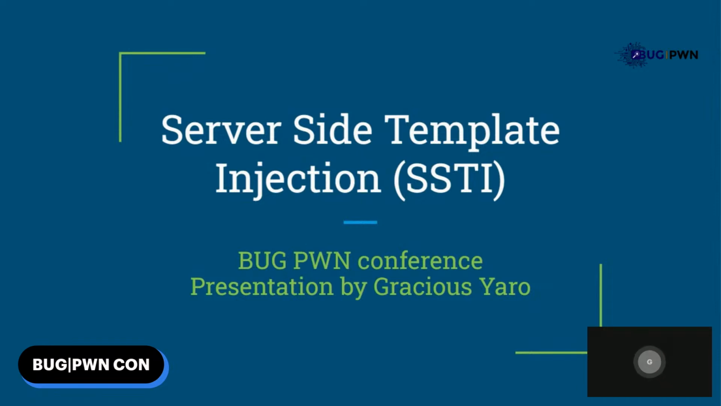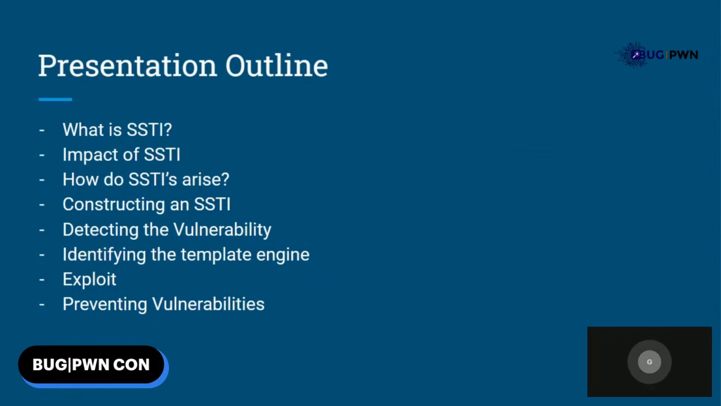Today we'll be talking about SSTIs. What are SSTIs? The impact of SSTIs. How do they arise? And constructing an SSTI attack. Under this, we're going to talk about detecting the vulnerability, identifying the template engine, and then finally exploiting the SSTI vulnerability. Then, lastly, we'll talk about how to prevent SSTI vulnerabilities.